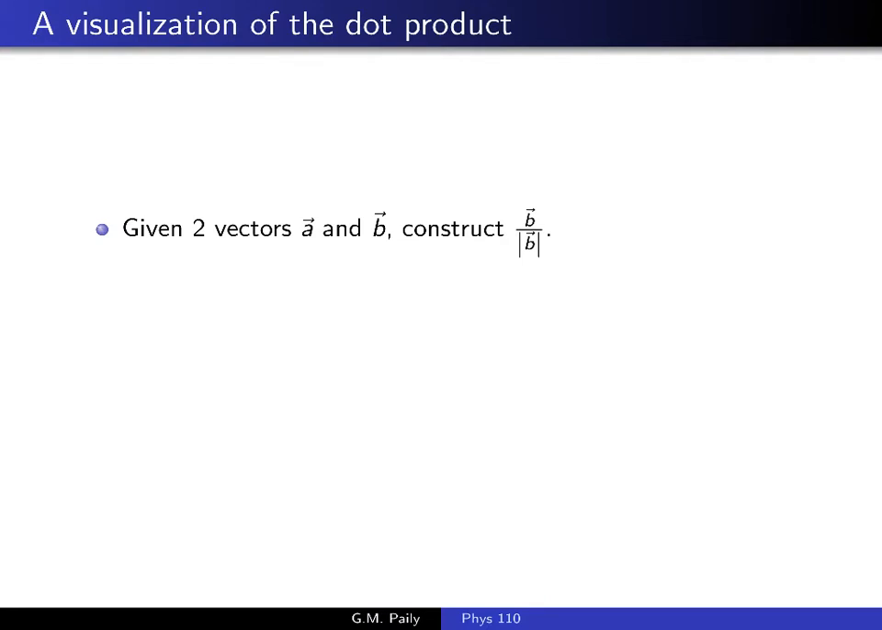So, given two vectors A and B, we can construct vector B divided by magnitude of B. But this is simply the unit vector. We have taken a vector and scaled it by its length, and now the overall length is 1, and so it is a unit vector with the same direction as the vector B, so I'll call it B hat. In that case, what is A dot B hat?